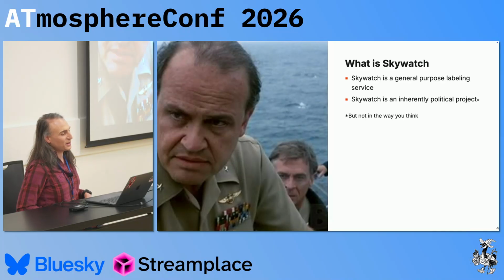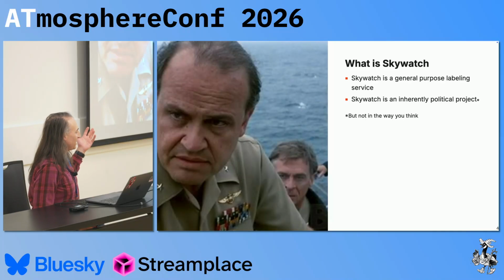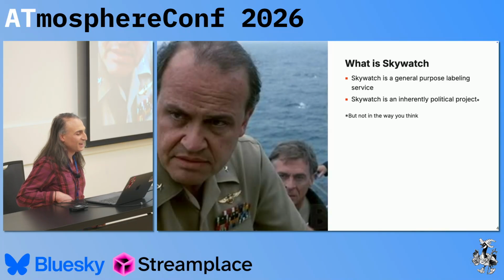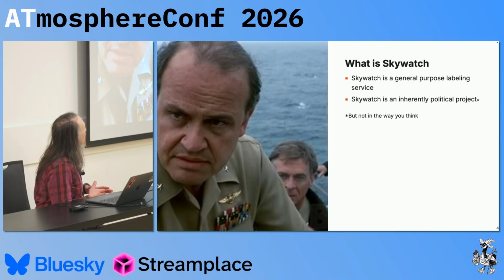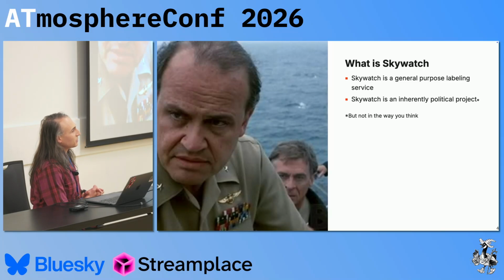Hence the picture of Fred Thompson in The Hunt for Red October, where he's saying this business will get out of hand, it will get out of hand, and we'll be lucky to live through it. I would also like to note, and I will come back to this in a couple of slides, Skywatch is an inherently political project. Not exactly in the way you think, but in the sense that all labelers are political.